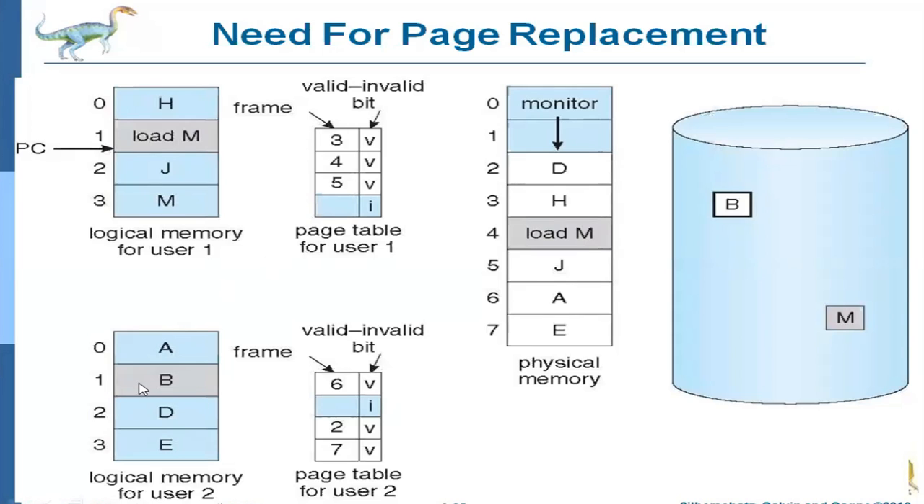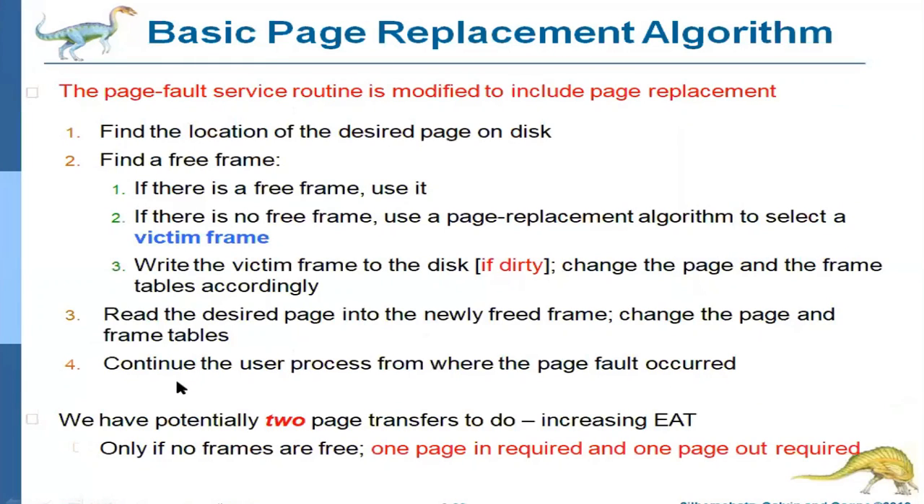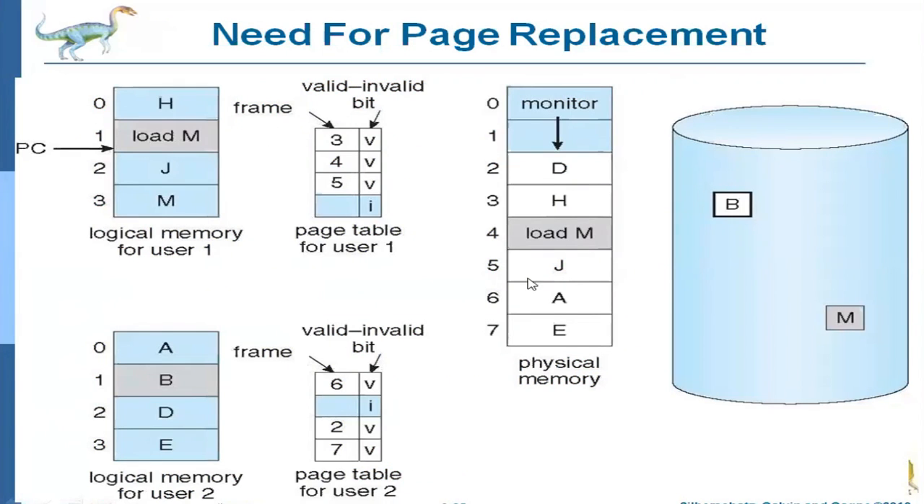So here B is not available. That means it is invalid. But when the CPU executes the process, it will need the A, B, D, E pages. But the pages are not available. That particular B page is not available in the main memory, but it is on the disk. So what will happen here? The operating system swaps an unwanted user page out from the main memory to disk, and B is swapped in from the disk for the execution. Is it clear why we need page replacement?